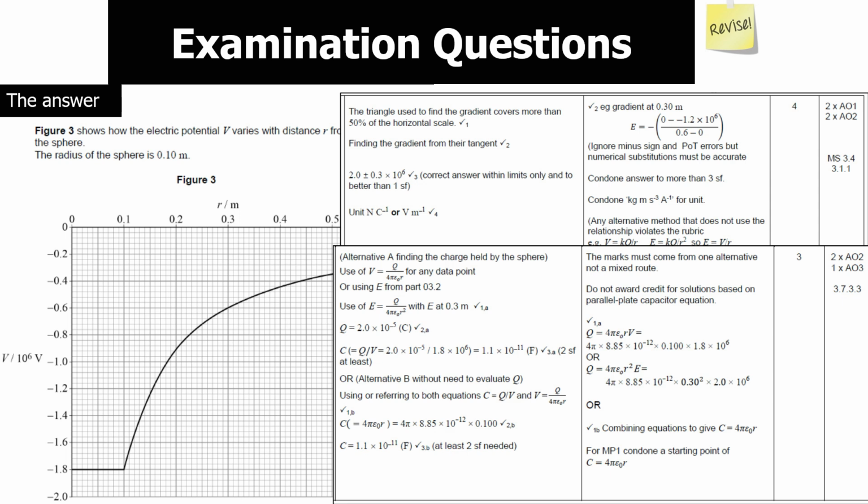Now because it's a capacitor, we can say that the capacitance is equal to the charge over the potential difference. So therefore we've just worked out the charge in the previous part to be 2 times 10 to the minus 5 divided by your potential difference, which you can then work out to be 1.8 times 10 to the 6. So we get our capacitance of 1.1 times 10 to the minus 11 farads. Or you could also work the other way and say that, well, C equals Q over V. We can work out V by doing V equals Q over 4 pi epsilon 0 R. So therefore C is going to equal 4 pi epsilon 0 R times V, and work it through to be again 1.1 times 10 to the minus 11 farads.